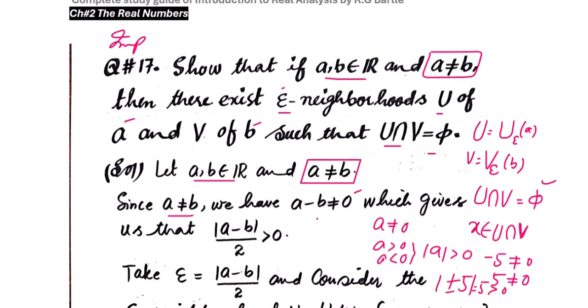So here a minus b is non-zero. It means its absolute value will be greater than 0. By dividing by 2 on both sides, this will become absolute value of a minus b over 2, which is also positive. So I have to fix an epsilon, and epsilon is always a positive real number. So let us take epsilon equal to absolute value of a minus b over 2. This number is equal to epsilon.